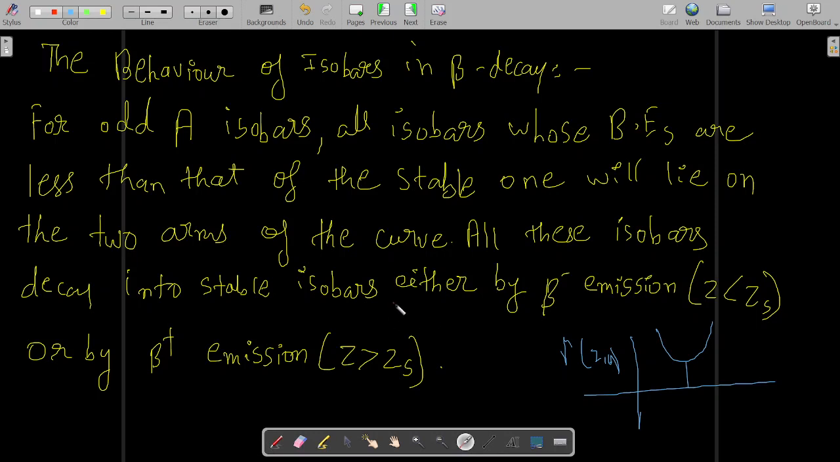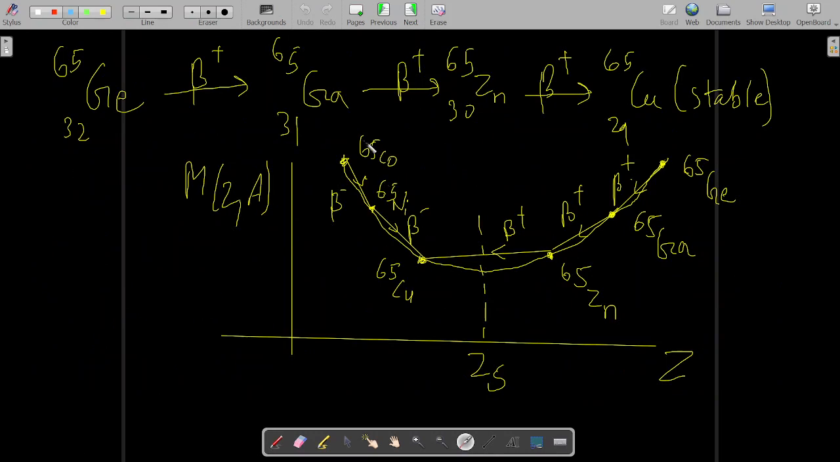All these isobars decay into stable isobars. So all these isobars, let's look at the figure. This is the ZS. All these isobars, those which have the same atomic mass number A, which is odd, decay finally into some nucleus nearby ZS. So over here in real life, Cu65 is the nearest naturally occurring nucleus to this ZS, and has the least mass.